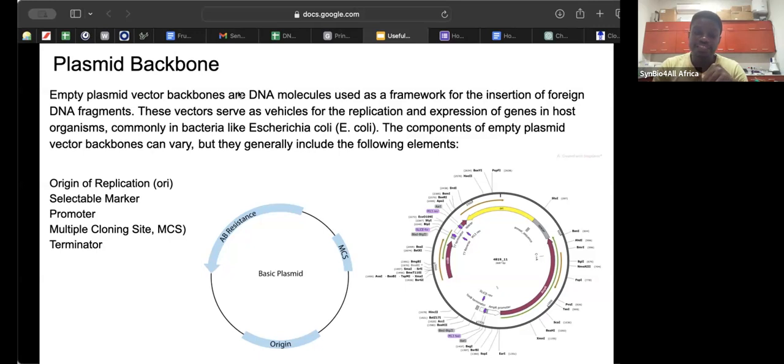The origin of replication is that portion of the plasmid where the bacteria makes multiple copies of that plasmid. And then the MCS is the multiple cloning site. It is where you put in your design sequence. It has some restriction sites that allow you to easily put that in, design your system and then put that in, right?